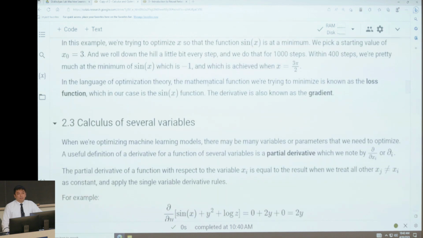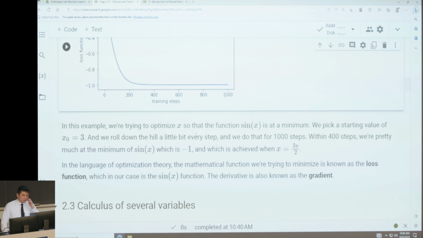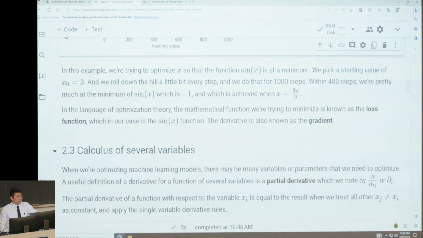Okay, so that's one variable. It was simple in the sense that there were only two directions we could have moved: x in the positive direction or x in the negative direction. But that's basically enough to extend to several variables.